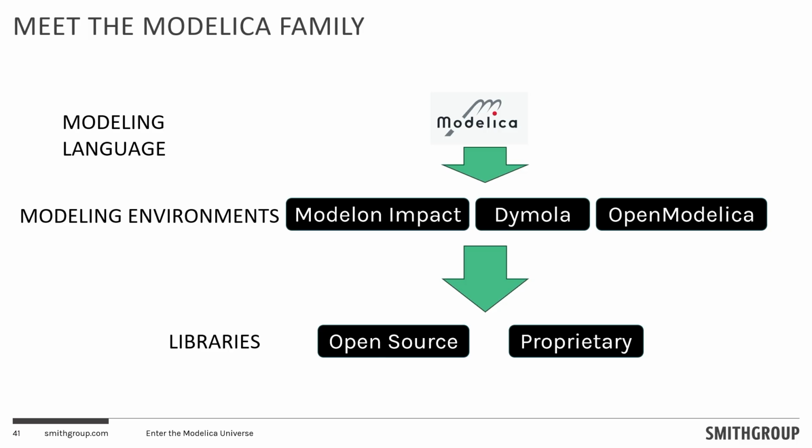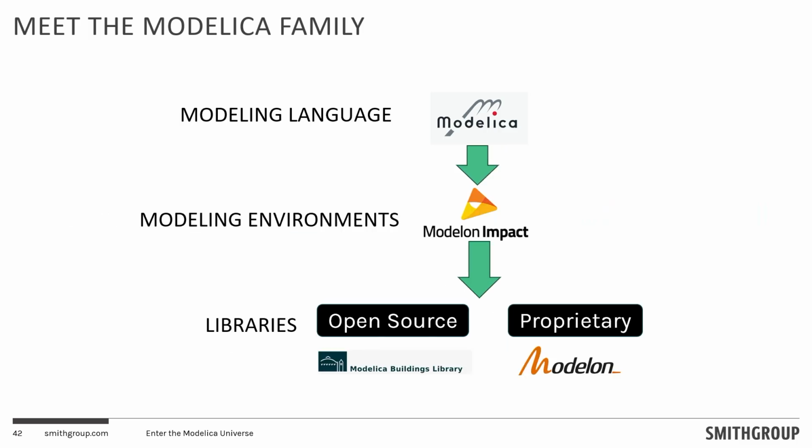So let's meet the Modelica family. Modelica in itself is a modeling language, and there are multiple environments you could use to access it. Model.Impact and Dymola are both proprietary; you pay a license to access. And then there's a big push to make this accessible to the masses, so OpenModelica is an option to access Modelica modeling. Then, to do something with that modeling environment, it's dependent on the libraries that are built out. There are open source libraries and proprietary libraries, and that gives you the components that you can then assemble into a system.